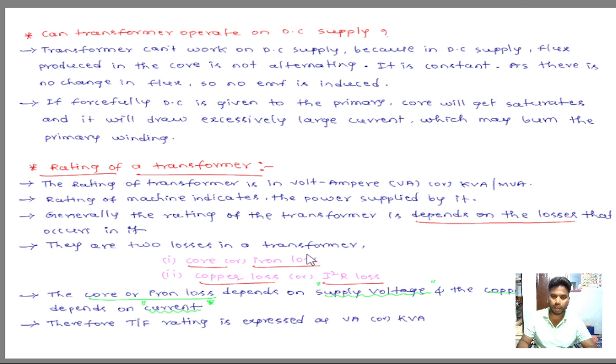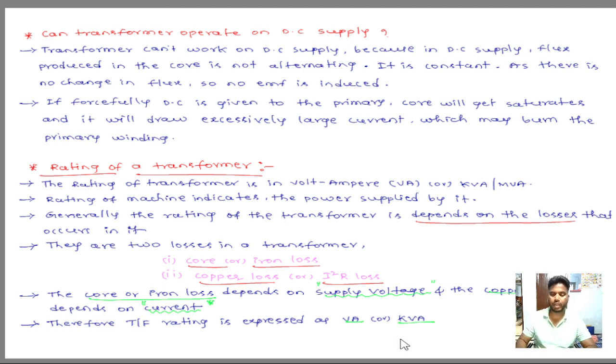Because of these two losses present in a transformer, one depends on supply voltage and the other depends on current. We know that the unit for voltage is volts and the unit for current is amperes. Therefore, the rating of the transformer is expressed in volt ampere or kilovolt ampere.